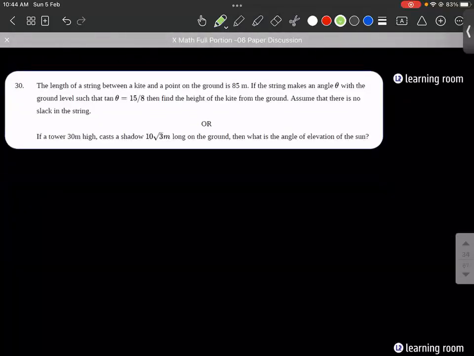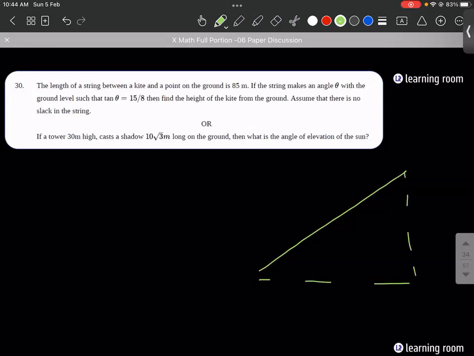So next, the length of a string between the kite and a point on the ground is 85 meters. If the string makes an angle theta with the ground level such that tan theta is equal to 15 by 8, find the height of the kite from the ground. Assume there is no slack in the string. So this is theta, 15k by 8k, and the length of the string is 85. So tan theta is equal to 15 by 8.